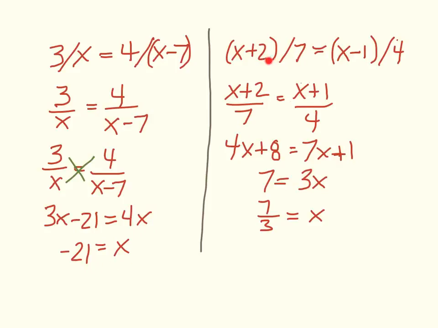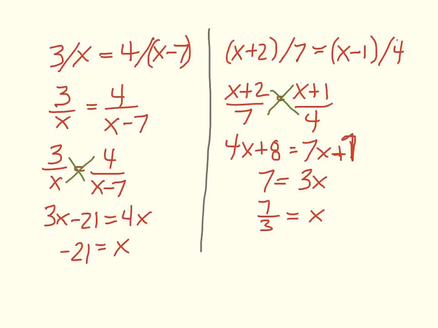Here we take these two fractions and write them horizontally and then cross multiply, and that is the technique, cross multiply. So I'm going to multiply x plus 2 times 4, that'll give me 4x plus 8. Multiply 7 times x plus 1, and again multiply by both of the things, 7 times x and 7 times 1 gives you 7x plus 7.